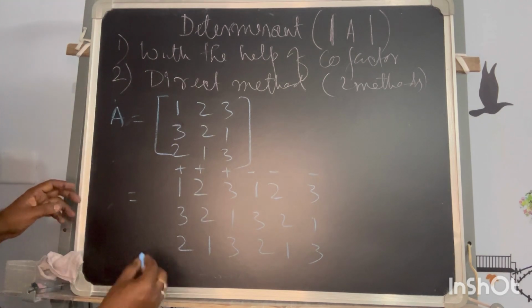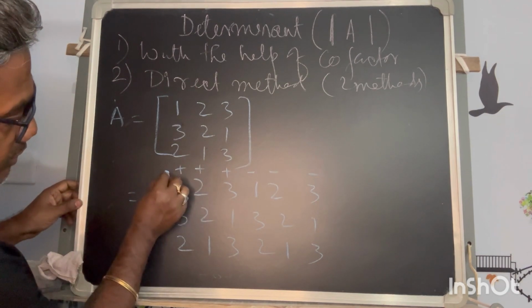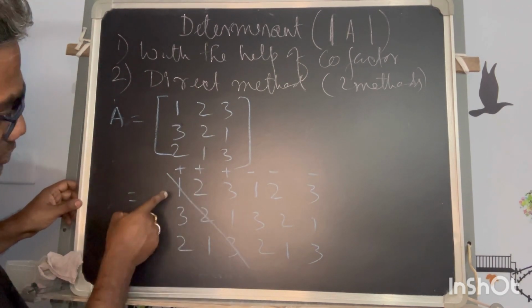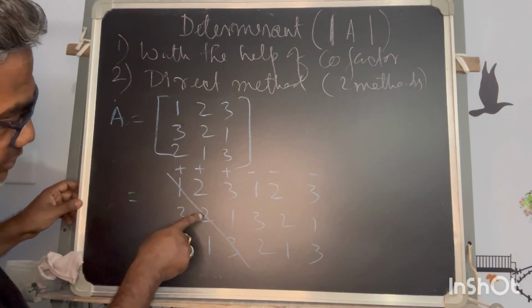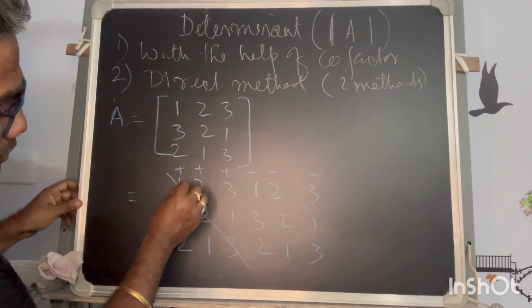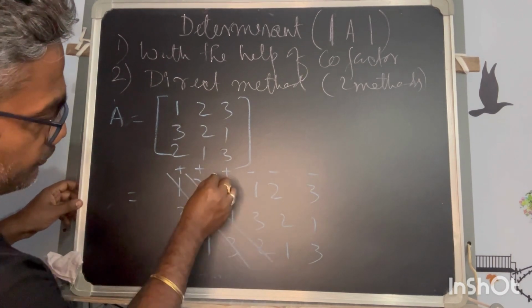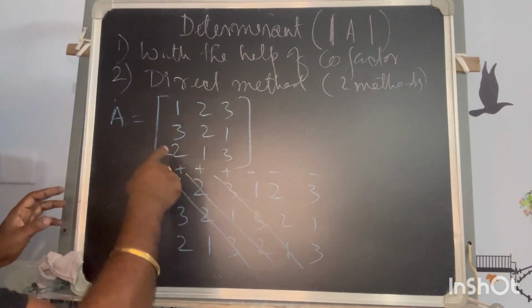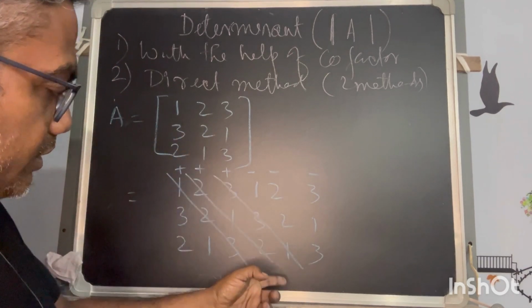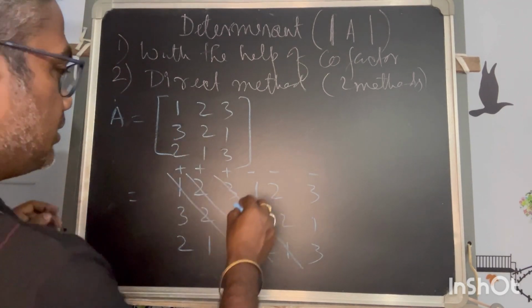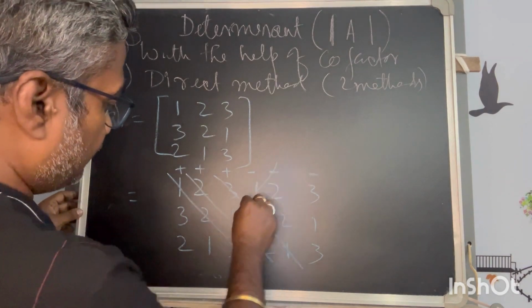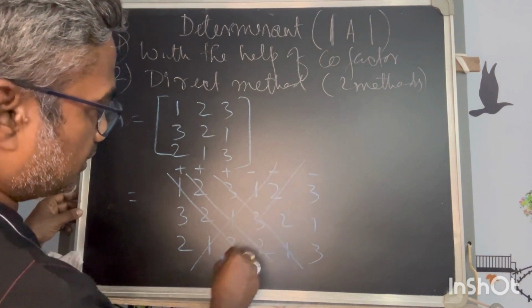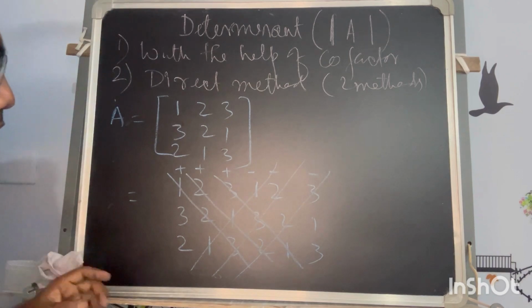Then, with multiplication, I will multiply the digits that are cut by these diagonals, and I will sum up. The slant lines coming from top to bottom will be added first, and then I have to deduct the products from the other way of cutting the digits.